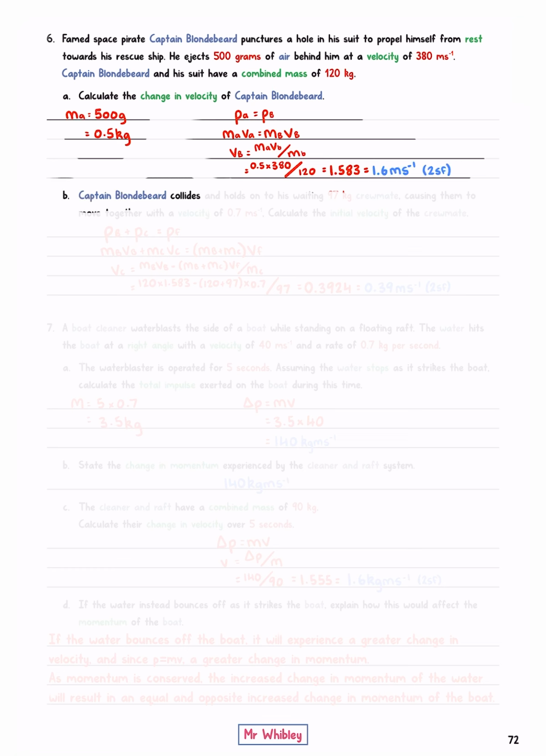Captain Blondebeard collides and holds onto his waiting 97 kilogram crewmate, causing them to move together with a velocity of 0.7 meters per second. Calculate the initial velocity of the crewmate.